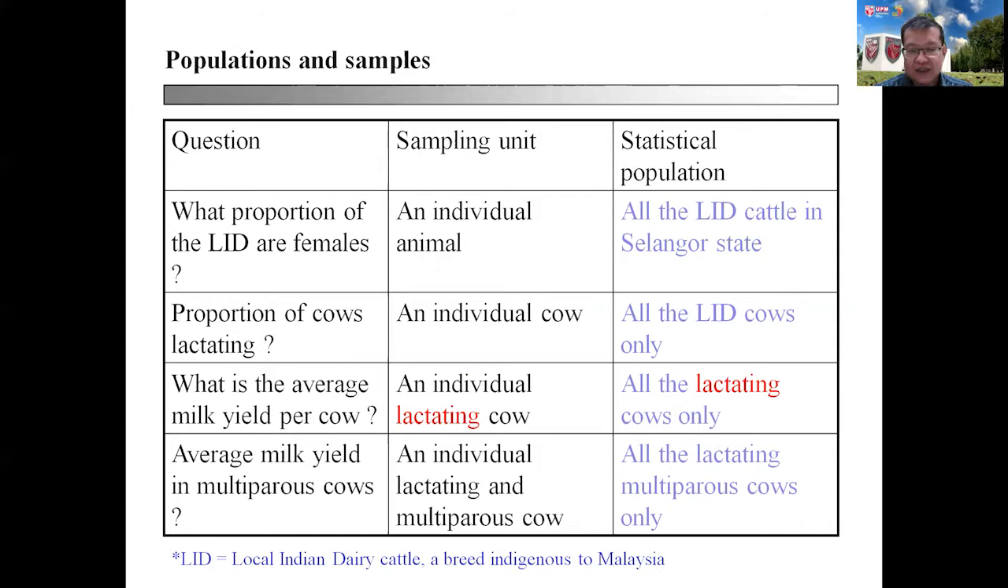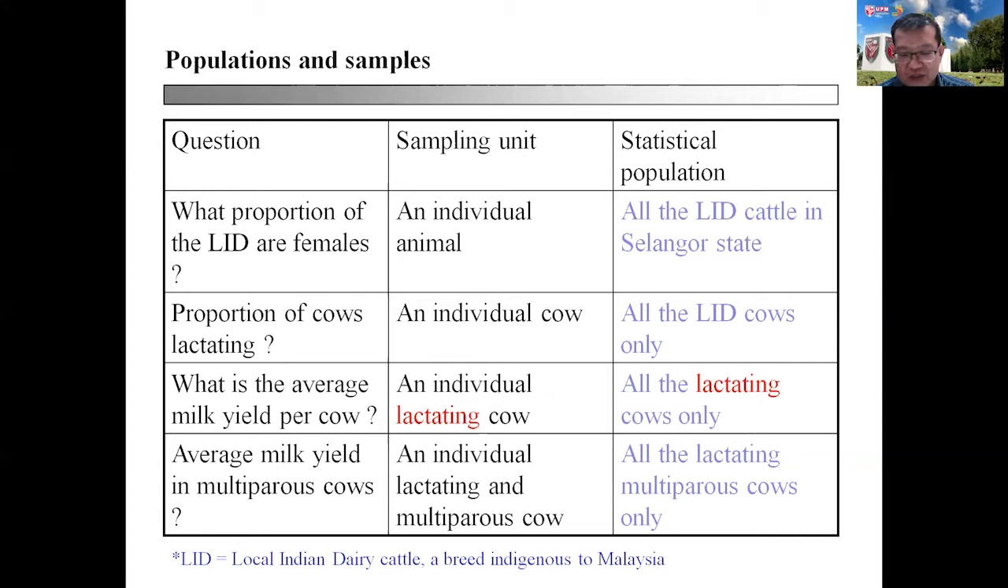Let's look at these questions on sampling unit and their related statistical population in detail. For example, if you're asking what proportion of LID are females, then your sampling unit will be an individual animal. Your statistical population will then be all the LID cattle in the Selangor state. If your question is on the proportion of cows lactating, then the sampling unit will be an individual cow, and the relevant statistical population will be all the LID cows only.